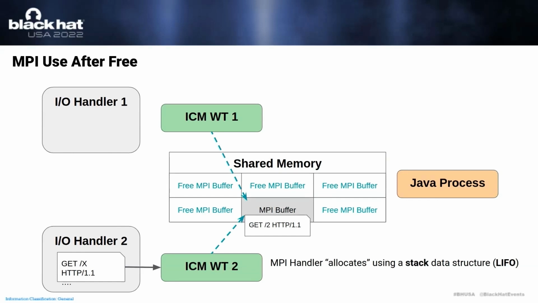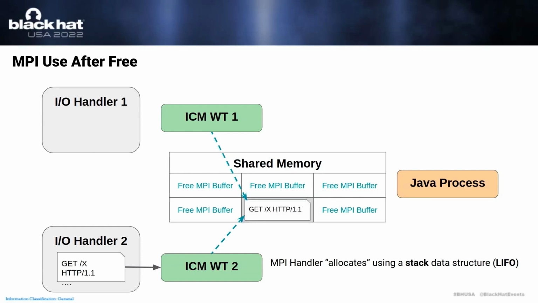And actually, this is going to happen a lot, because the MPI handler allocates the free buffers in a list that is actually a stack. Even though SAP states that this is a queue, after reverse engineering the ICM, I noticed that this is not a queue, this is a stack. So free buffers are going to be used over and over again.